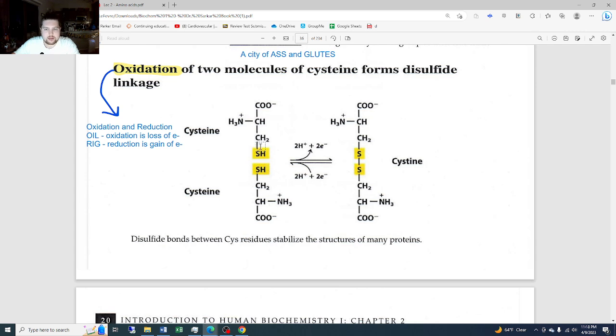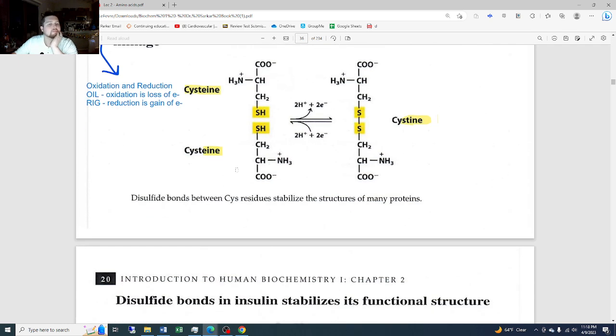So see how when we get the disulfide bond, we lose those hydrogens, we lose those electrons, and we form that disulfide bond. So the two cysteines, pay attention to this, cysteine becomes cystine. There's lots of little word changes that can bite you in the butt when you're taking exams if you don't recognize those. So pay attention to those little differences.